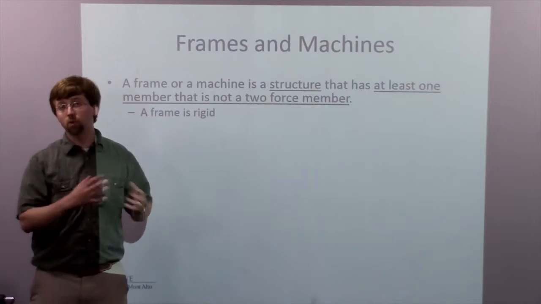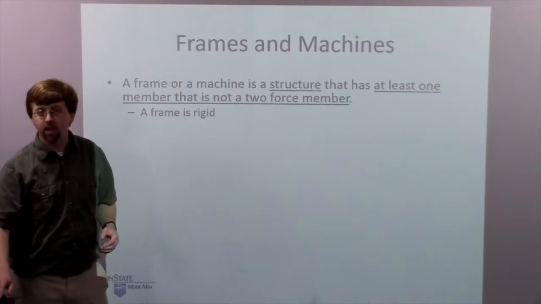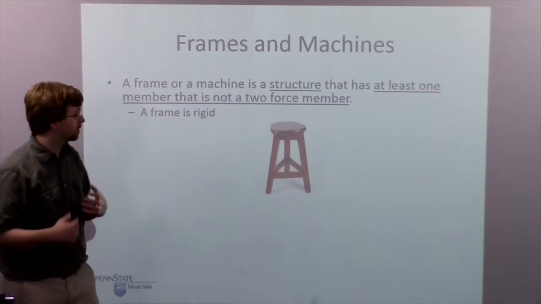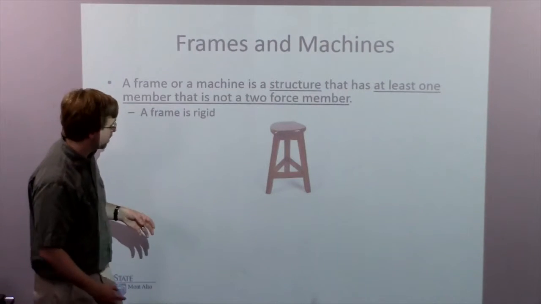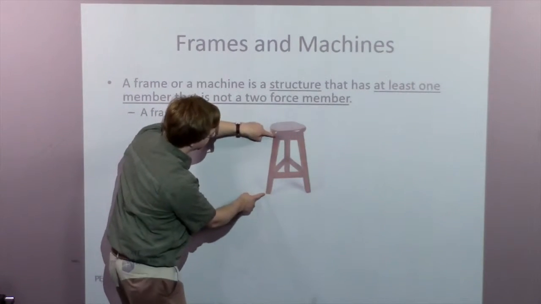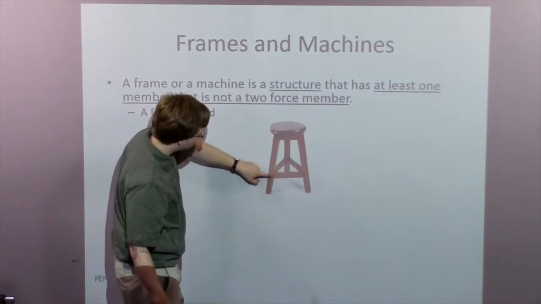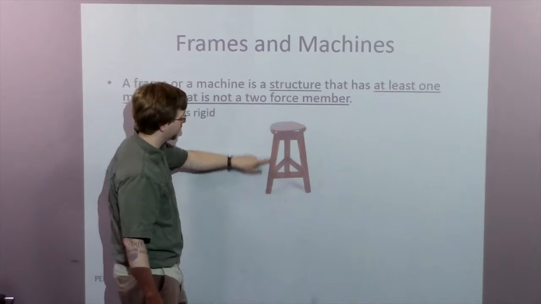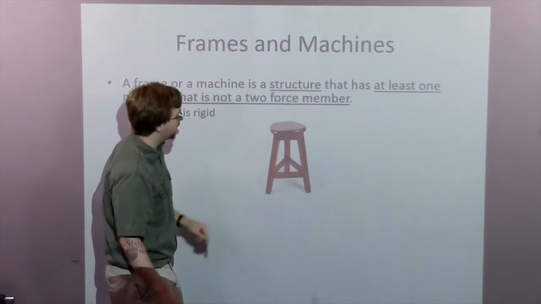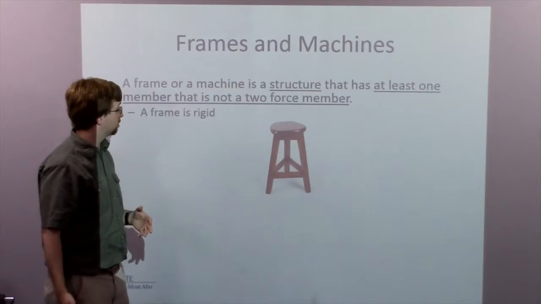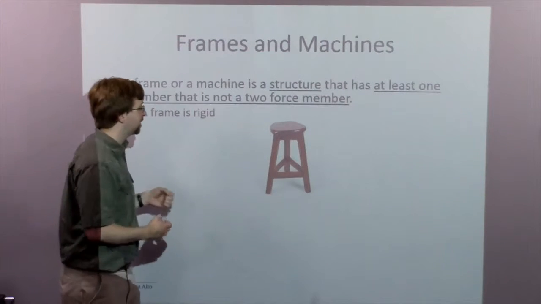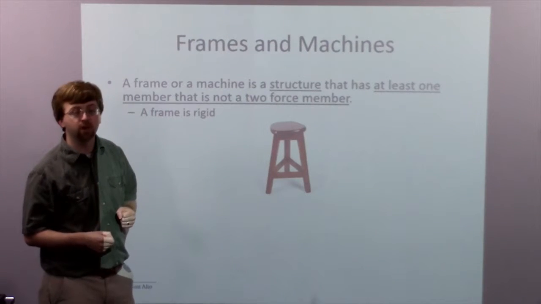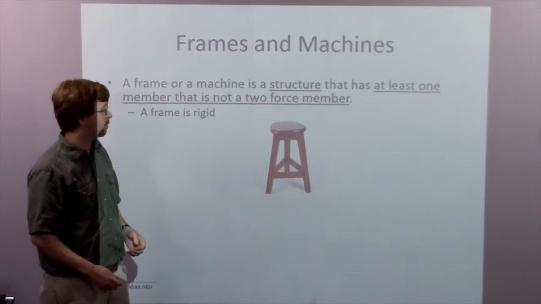The difference between what's called a frame and what's called a machine is whether or not the body is rigid. A frame is going to be rigid. Imagine something like this stool over here. The leg of the stool is connected up at the top, so it's got forces there. Connected here, it's going to have forces there. And it's in contact with the ground, so it has forces down here. So this leg is one member that is not a two-force member. And this whole thing is rigid. If I pick it up and move it around, none of the parts move relative to one another. It acts as a whole solid body.